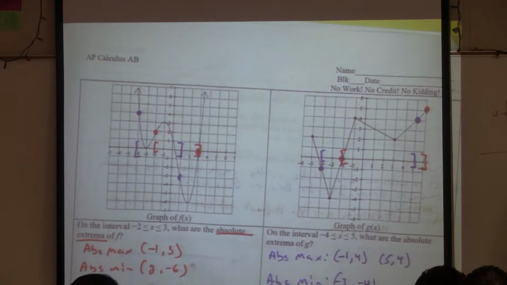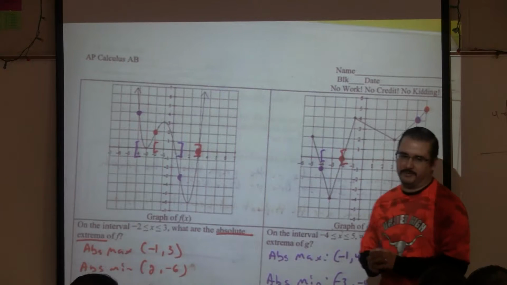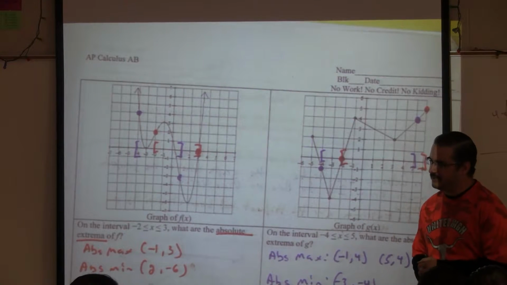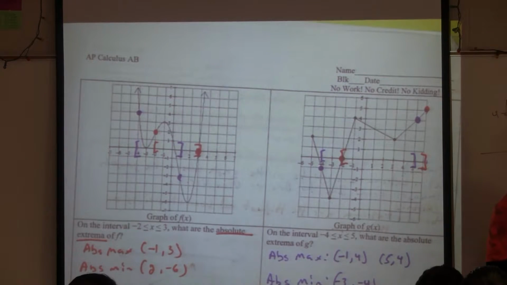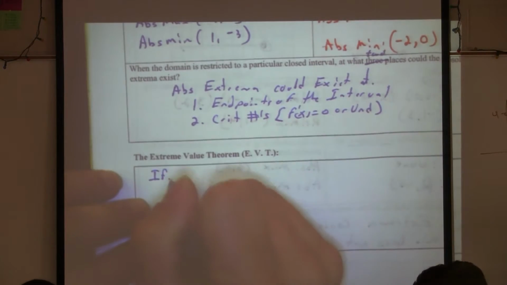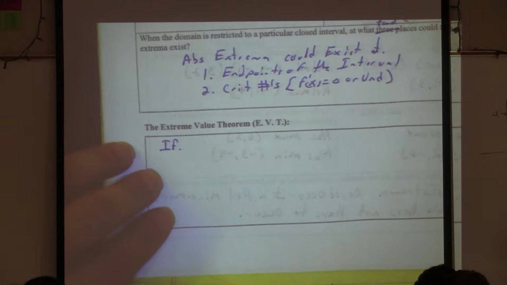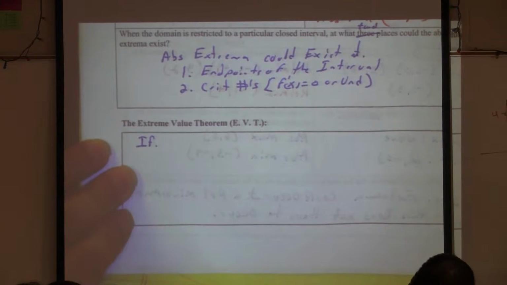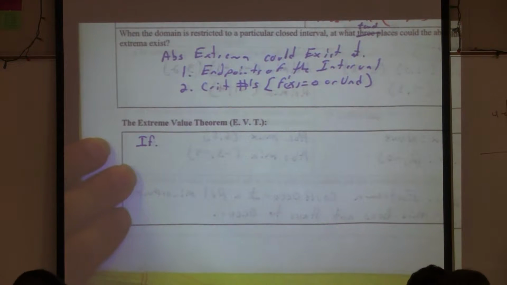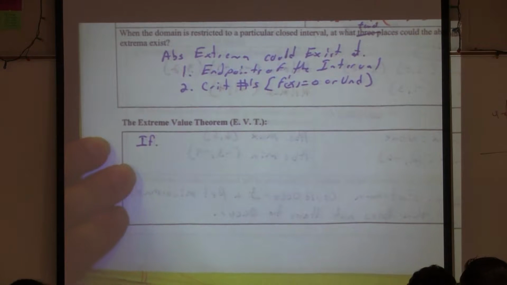The function has to be continuous in order for us to say that there will be at least one absolute max and one absolute min. If it's not continuous, it's not guaranteed. So let's write this theorem here. It's very important that you remember it, because if they ask you to find absolute extrema, you always have to check for continuity first. If it's not continuous, you don't even find it. You will say no absolute extrema, or EVT does not apply.